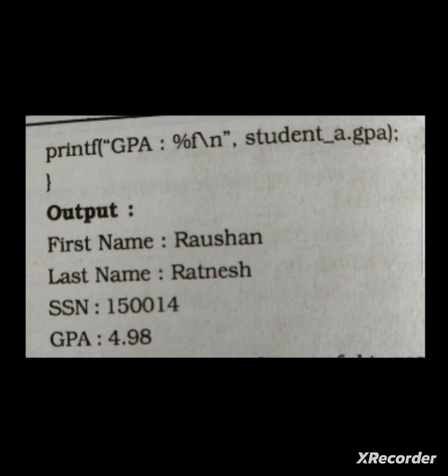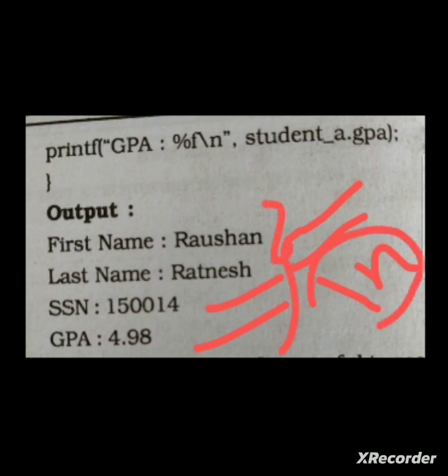The output will be: first name is Roshan, which I have given, and last name Ratnesh, which I have given, and this is the serial number I have given, and this is the GPA. Since I have used \n, it is printing line by line. If I don't use this \n, it will print side by side, first name, last name, like this. It will be clumsy, and you will not understand the output.